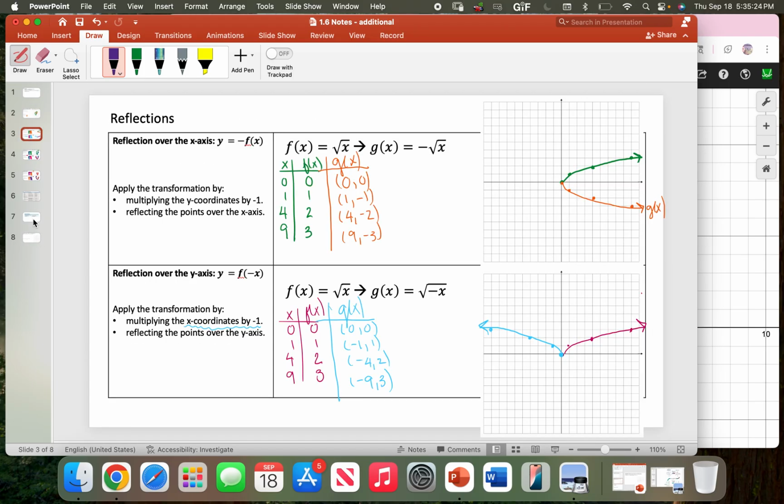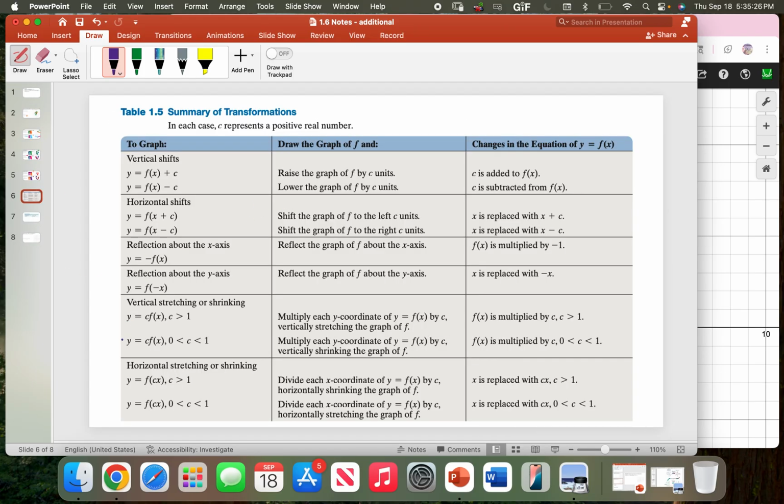Oh yeah, I did. I forgot about those. It has your vertical stretching and shrinking here, and then horizontal stretching and shrinking here. Here's how to draw the graph, here's how the equation changes.